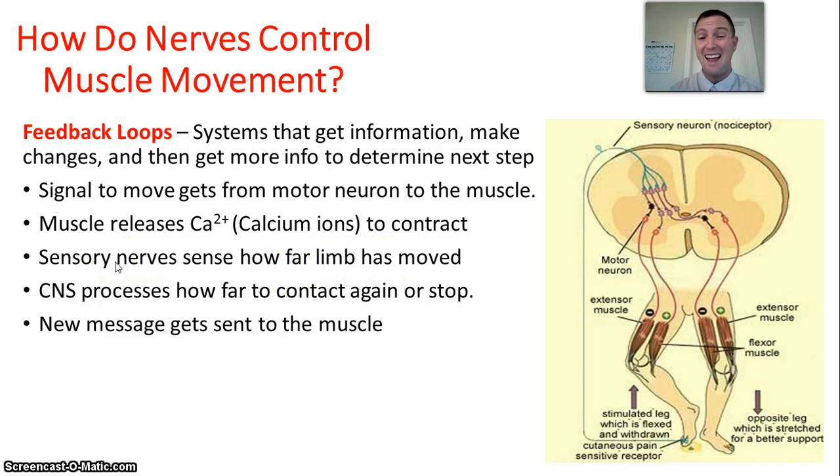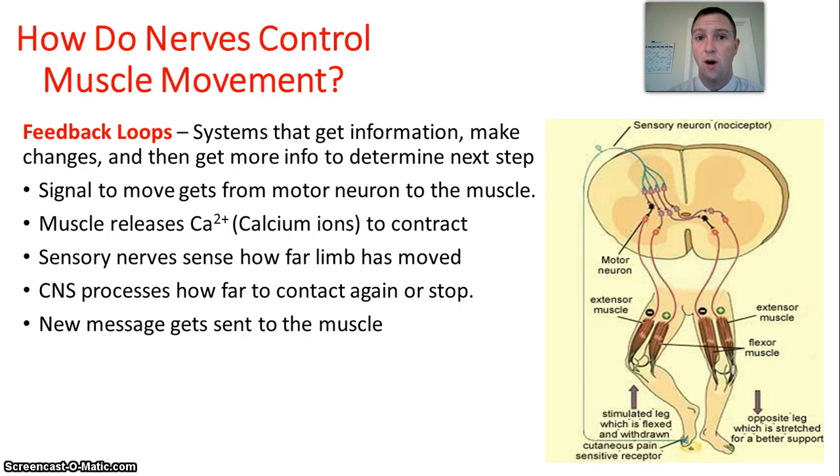And then I need sensory nerves to say, gee, okay, I told it to move. Did it move? Did I hit anything? How far did I move? And sensory nerves, where'd my mouse go? There it is. Sensory nerves send that information back to the central nervous system. And that says, gee, should I contract again? Should I contract further? Should I stop contracting? What should I do? The central nervous system is the one that makes the decisions, and then it sends a new message back to the muscle.